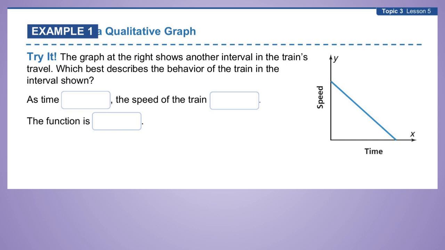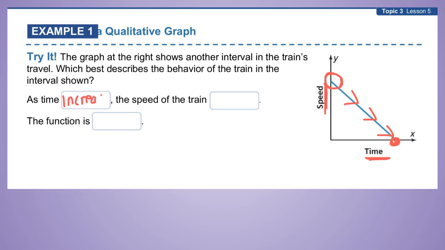The very first thing I want you paying attention to are your labels. Although we still have time here, we have changed the label on the side. It's no longer distance, it's now speed. Now this train is not stopped. It has some speed, but the speed is decreasing as time is increasing until the train has no speed or it is stopped.